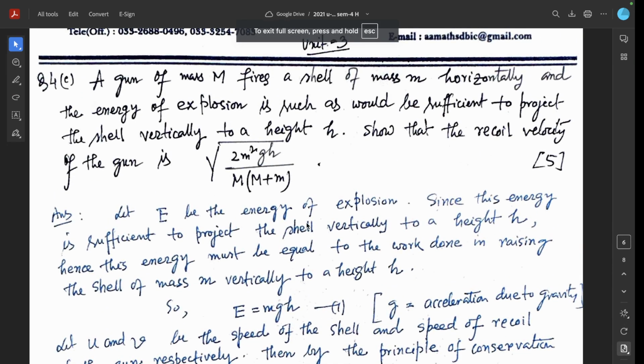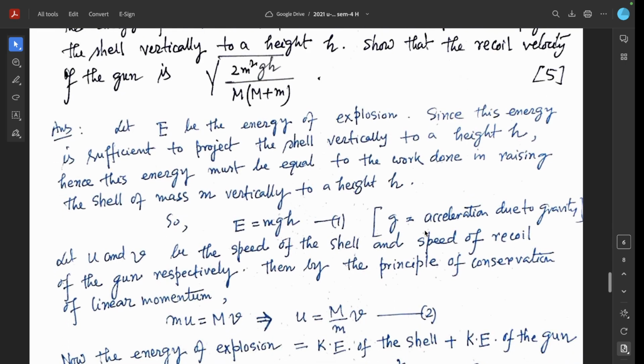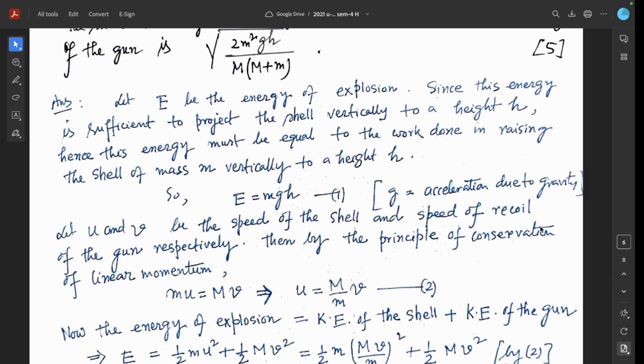Let E be the energy of explosion. Since this energy is sufficient to project the shell vertically to a height h, this energy must equal the work done in raising the shell of mass m vertically to a height h. So the explosion energy E is equal to mgh, the potential energy, where g is the acceleration due to gravity. Let u and v be the speed of the shell and the recoil speed of the gun.